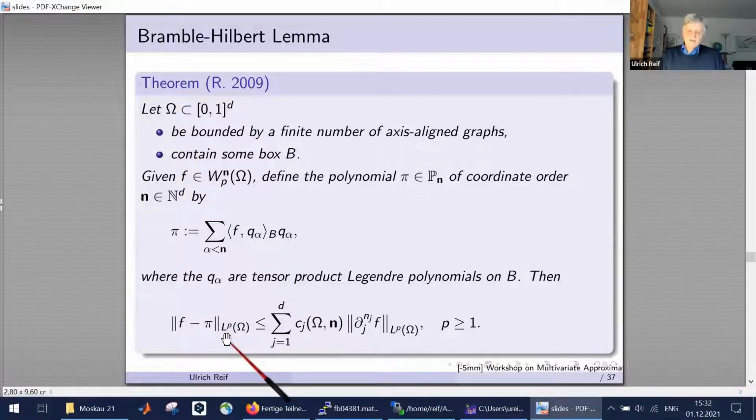So in this case, you find an estimate of, again, the optimal type. You have only the pure partial derivatives in the coordinate directions and constants depending on the geometry of the domain and the order n, of course. And in this theorem, the constant is computable in a very constructive way. So if you have bounds on the ranges of these functions defining the boundary, then you can compute this constant explicitly.